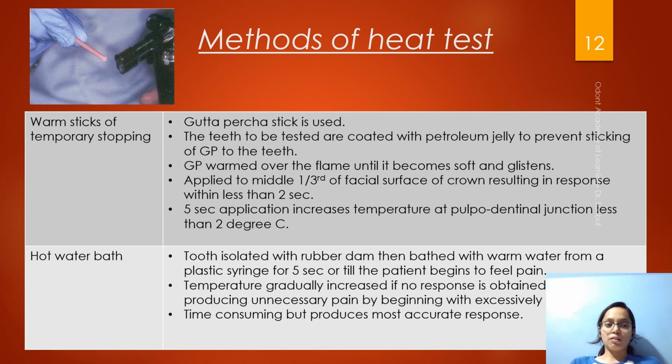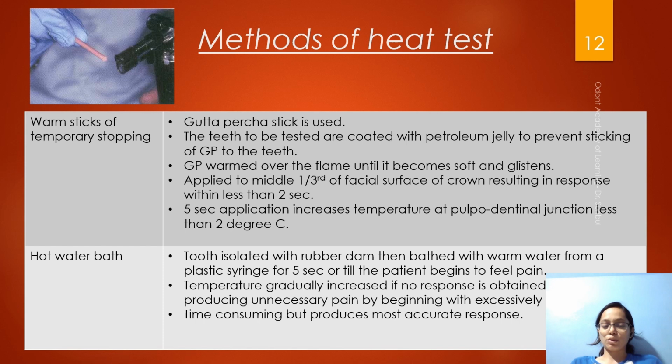We'll take a GP stick and we'll first coat the tooth with petroleum jelly so that GP doesn't stick to the surface of the teeth. Then we'll warm the GP and place it on the facial surface, the middle 1/3, and we will see the response within less than 2 seconds. Okay, it will be generated. If we are applying it for 5 seconds, then the temperature at pulpodentinal junction less than 2 degrees will be seen. We can also do like the cold water bath test that we've done.